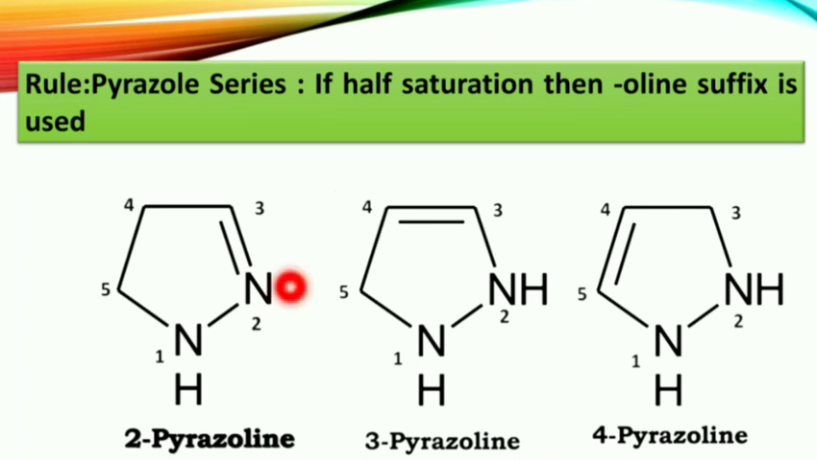Okay, just similar to the imidazole series, you can see the positions are changing. In the structure pyrazoline, the saturation is present on the second position. From 2 to 3 you have a double bond, so saturation on the second position. Then in another structure the saturation is on the third position, and in another on the fourth position. When half saturation is present, you have to mention where the saturation is present, and the suffix used is "oline". So 2-pyrazoline, 3-pyrazoline and 4-pyrazoline are the names for these structures, similar to the imidazole series.